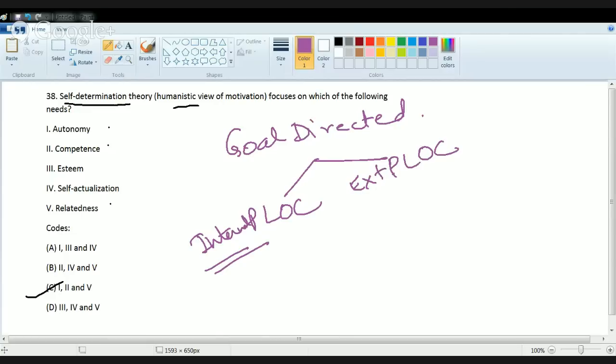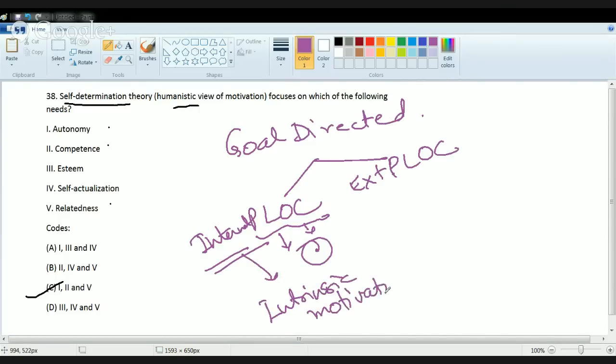So internally something comes out of me that I want to do, and that is the internal locus, which is basically the perceived locus of causality. So what is the center of that cause? That is the internal locus, and that leads to intrinsic motivation. I'm motivated from within myself. Okay, and the external locus leads to extrinsic motivation.